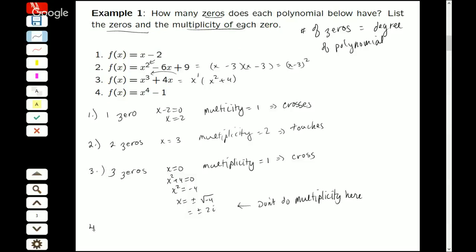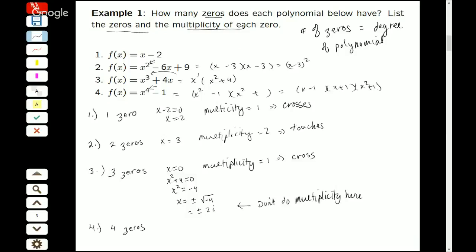Let's look at the last one. How many zeros do we have? 4. Now let's factor this. This becomes an x squared and an x squared to get the x to the 4th, and it's going to be a minus 1 and a plus 1. Then factor the x squared minus 1. You get x minus 1, x plus 1.